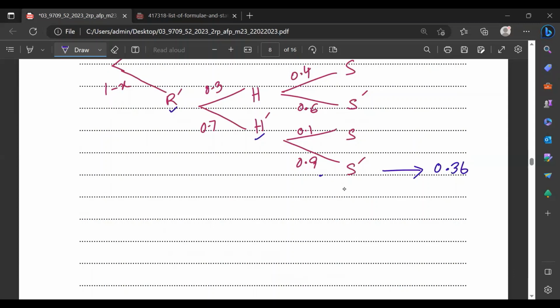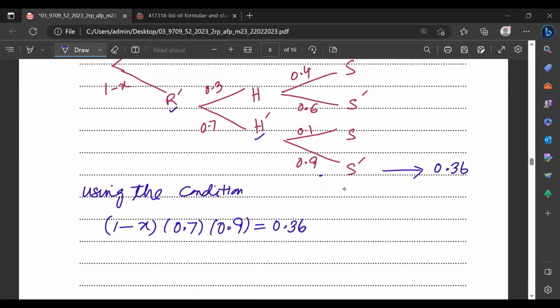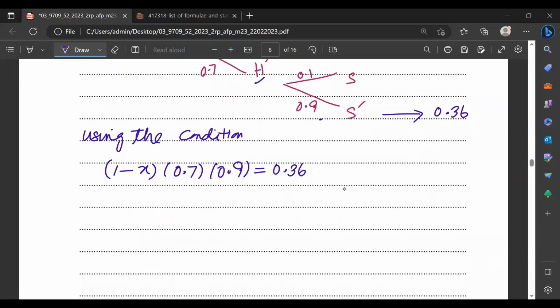So using the condition in the question, 1 minus X times 0.7 times 0.9 is equal to 0.36. So you can simplify: 0.36 divided by 0.7 divided by 0.9. I can do it directly. It is 4 over 7 on the right hand side.